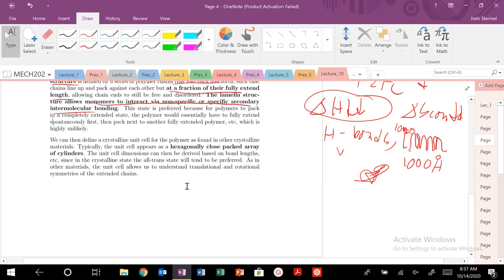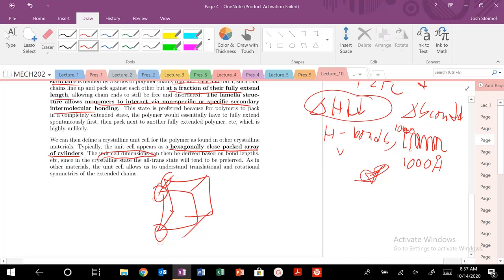You could then define a crystalline structure. Typically, especially for polyethylene, it appears as an orthorhombic structure. But you'll have the same unit cells like we've seen in materials science: FCC, BCC, HCP, orthorhombic, triclinic, monoclinic, et cetera. So you could derive some of these similar unit cells once you have this crystalline structure.